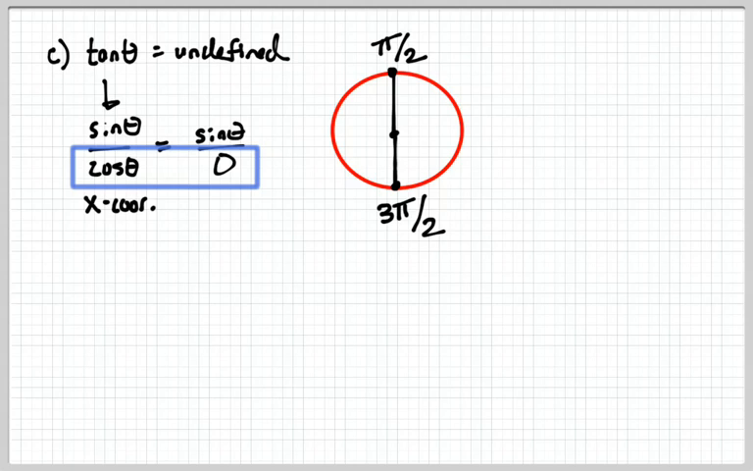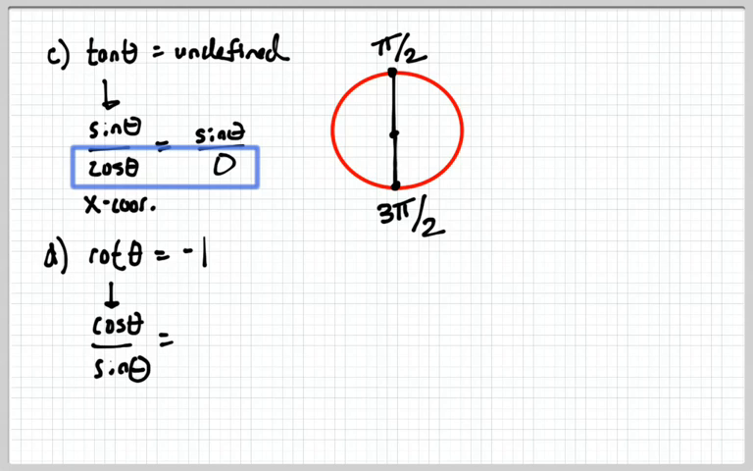Let's see, in D, we've got to do the same thing here, except with cotangent. Cotangent of theta equals negative 1. Cotangent is cosine over sine, which means we have to have these match. The only place these match are at radical 2 over 2.